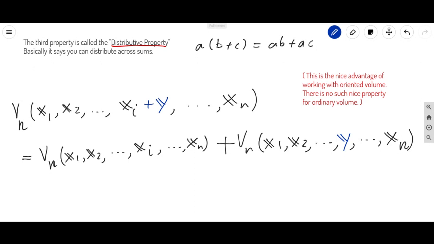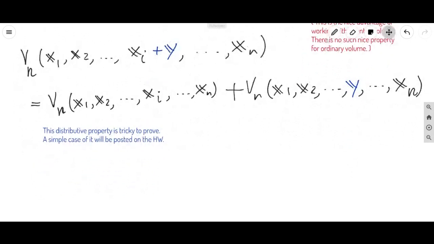Now, let me make a comment about this. This distributive property is tricky to prove. So what I'll do is maybe I'll make some comments on the homework to give you an idea how to prove it. Maybe a simple case of it will be posted on the homework for you to prove. The reason why it's tricky is that if you try drawing pictures, it's not obvious at all. Even if you have a two-dimensional picture, it's not going to be obvious.